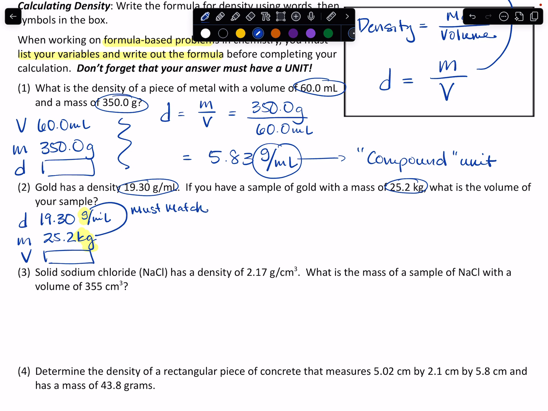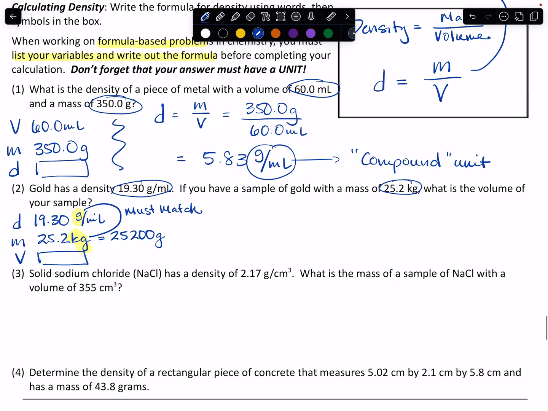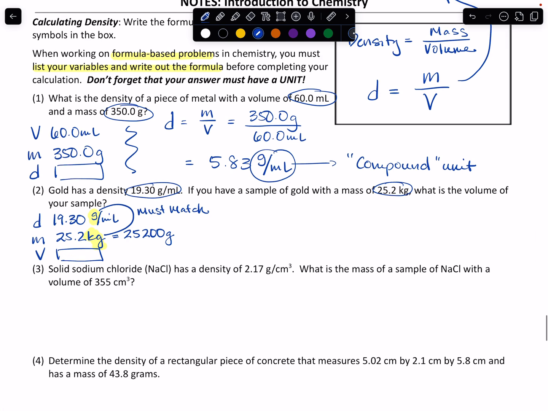Now, I don't like to mess around with compound units. I think it's a little confusing. So instead, I'm going to convert my 25.2 kilograms. Now, remember, when you go kilograms to grams, you need to move the decimal 3 spots to the right. So the number is going to get bigger. So 25,200 is going to be that number in grams. If you need a little help with your metric prefixes, just go back, check that screencast, or just let me know.